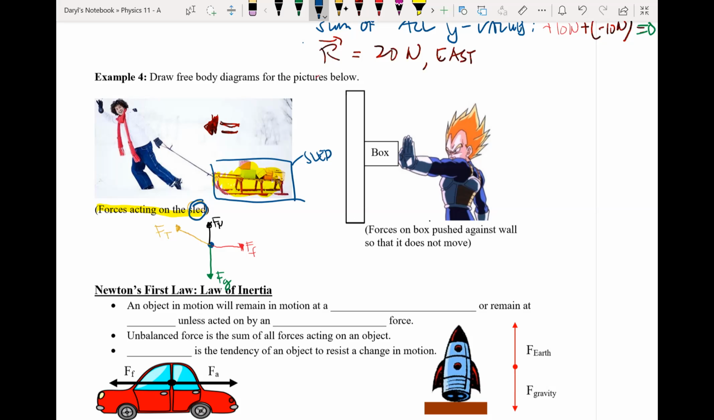Okay, for the figure at the right here, I think this is Son Goku, right? Or from Dragon Ball. It's Vegeta. Oh, Vegeta. Okay. So yeah, he's trying to push the box on the wall. So, forces on a box pushed against a wall, so that it does not move.